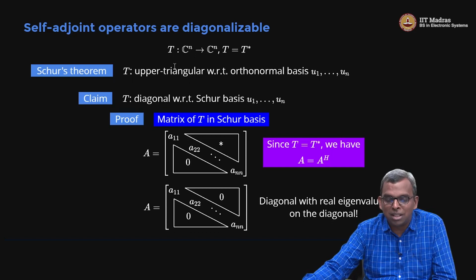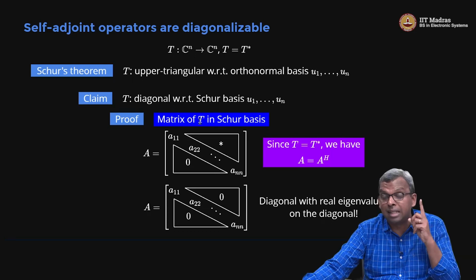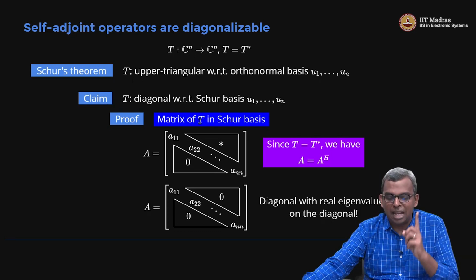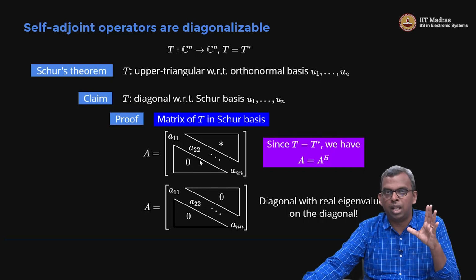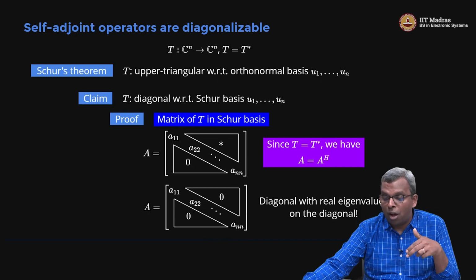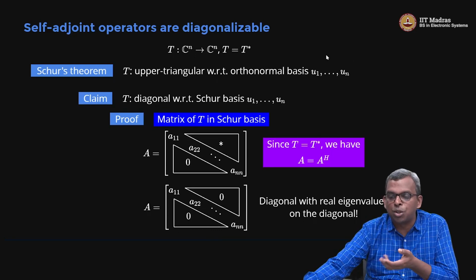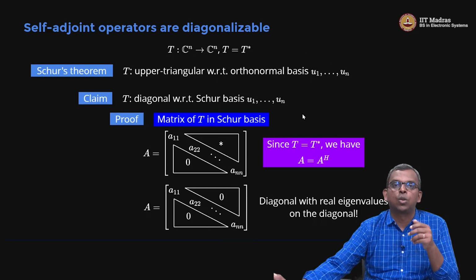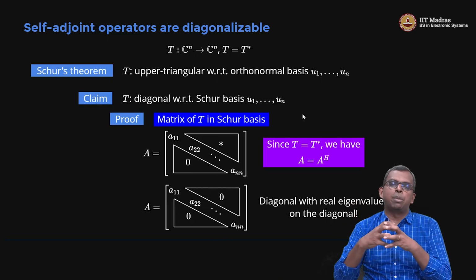So just by the Schur's theorem, you automatically get in the Schur basis that the matrix of a self-adjoint T has to be diagonal itself. Okay, so that means self-adjoint operators are diagonalizable, of course, with respect to an orthonormal basis. The Schur basis is orthonormal. So self-adjoint operators are truly special because of this property.